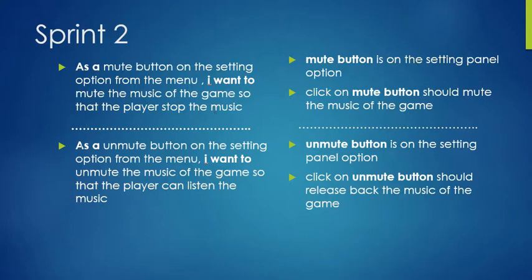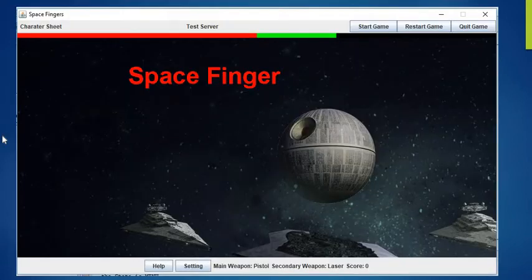And lastly, as an unmute button on the setting option from the menu, I want to unmute the music so that the game can release back the music. So there is an unmute button on the setting panel, and whenever I click on the unmute button, it should release back the music. So this is what it looks like for the game, for sprint 2.